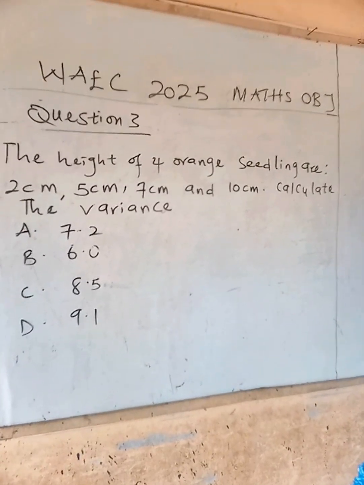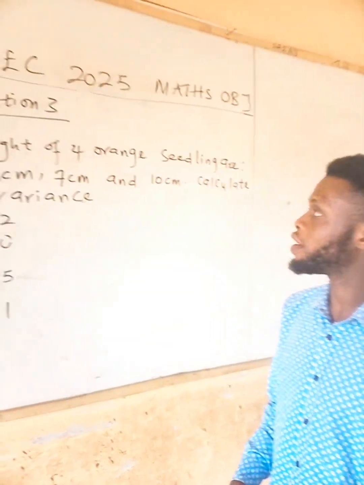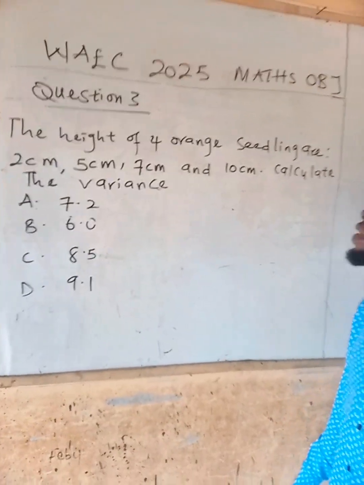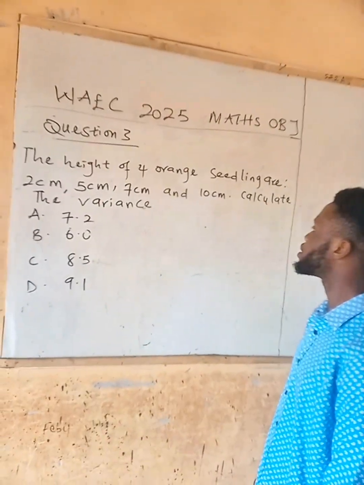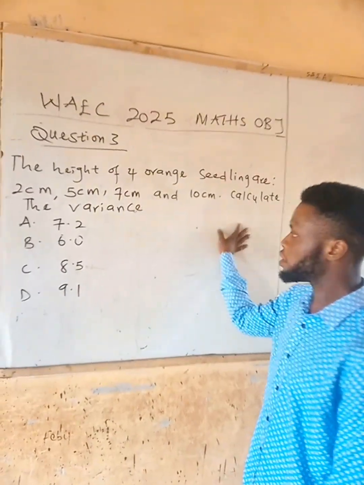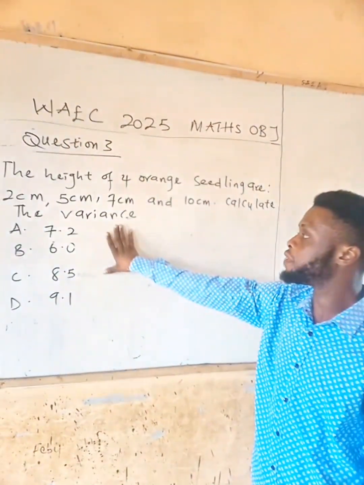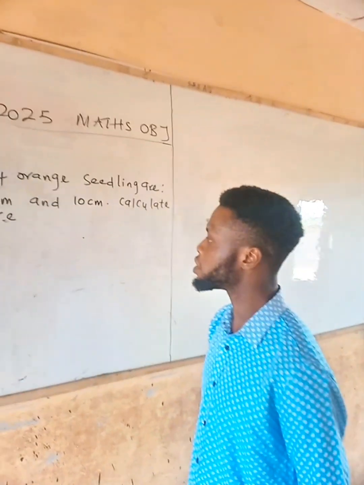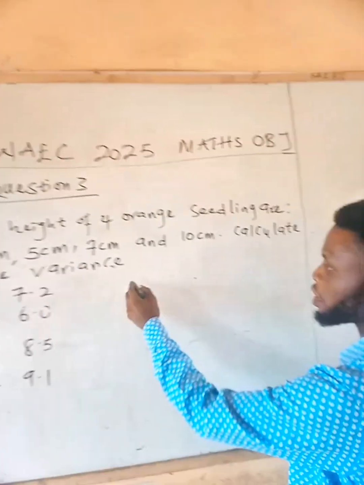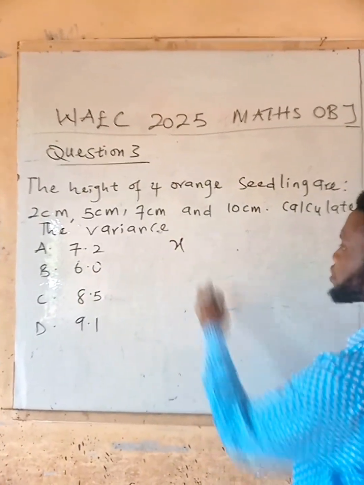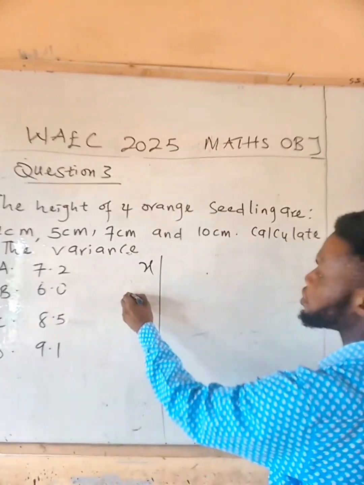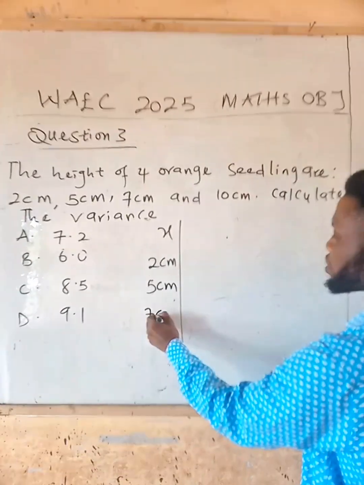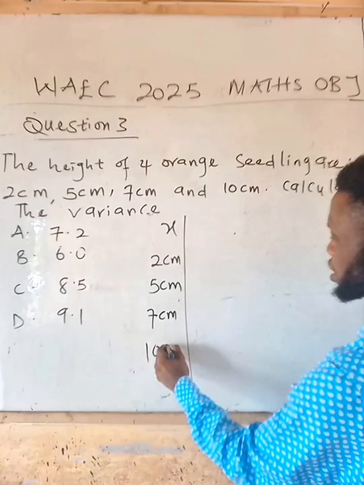Okay, question 3. The heights of 4 orange seedlings are 2 centimeter, 5 centimeter, 7 centimeter, and 10 centimeter. Calculate the variance. This is very simple. This question is statistics. Calculate the variance. So we have x. The x values are 2 centimeter, 5 centimeter, 7 centimeter, and 10 centimeter.